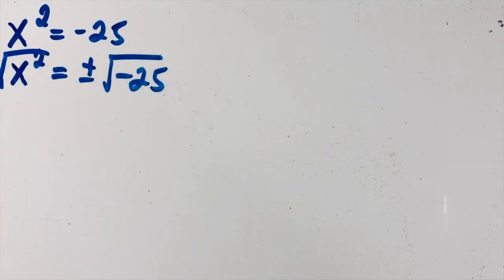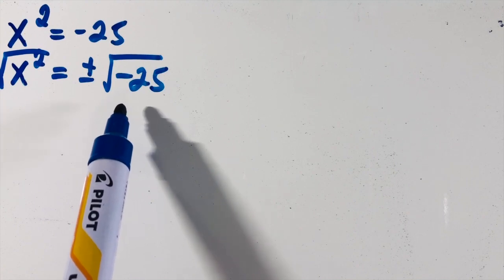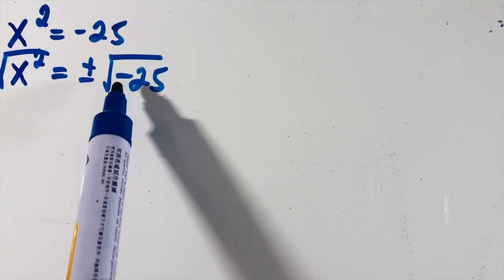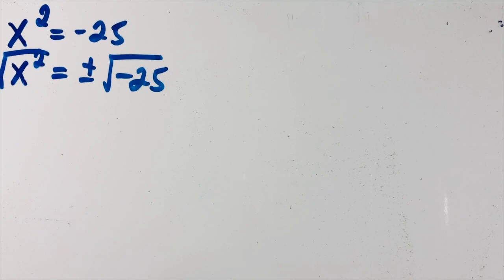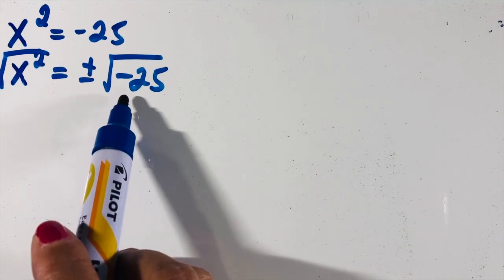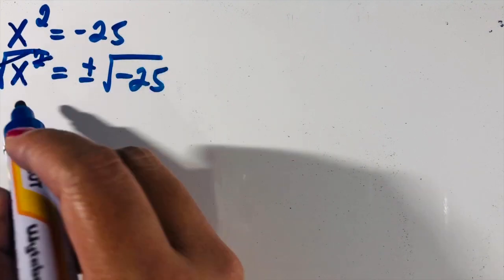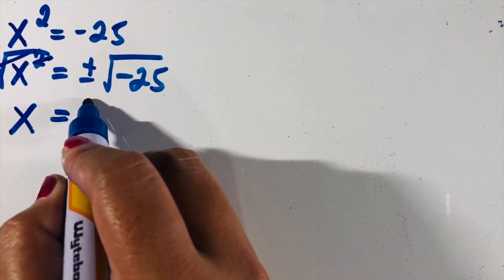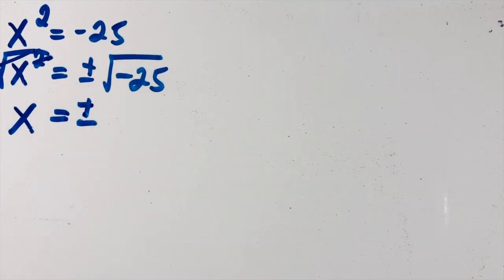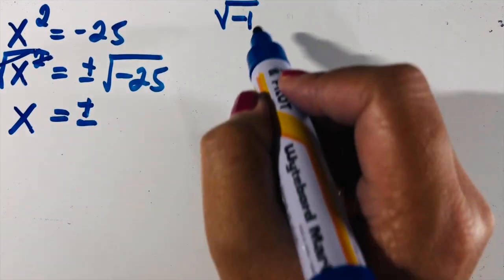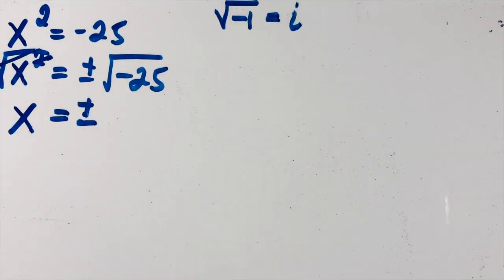Now, what is the square root of negative 25? We know that 25 is perfect, but any number with negative under the radical sign is imaginary. So we need to factor negative 25 to make 25 perfect. Before that, let us cross this out. So this is x equals plus minus. Okay, please don't forget that the square root of negative 1 is equal to i. i stands for imaginary number.